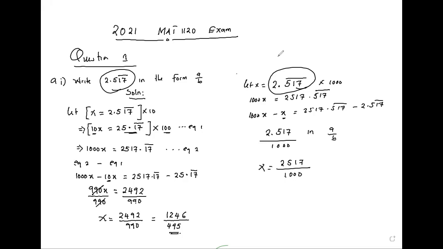Are you dividing by 1000 because the numbers after the decimal point are 3? Yes.